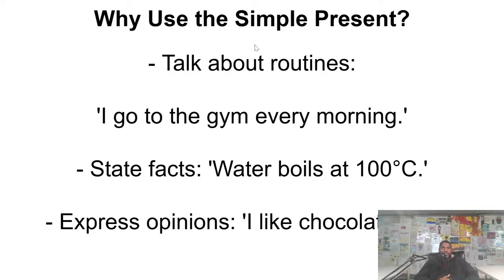We use simple present if you want to say something that is true. Money is green in America. That is a true statement. Money is green. Money can be green. So stating facts, we also use the simple present to state facts and express opinions. I like chocolate cake.